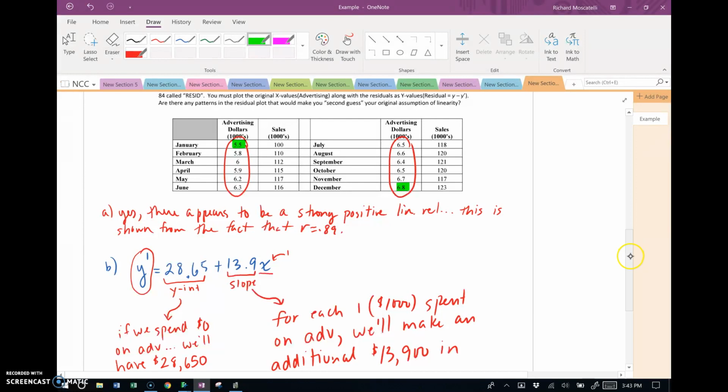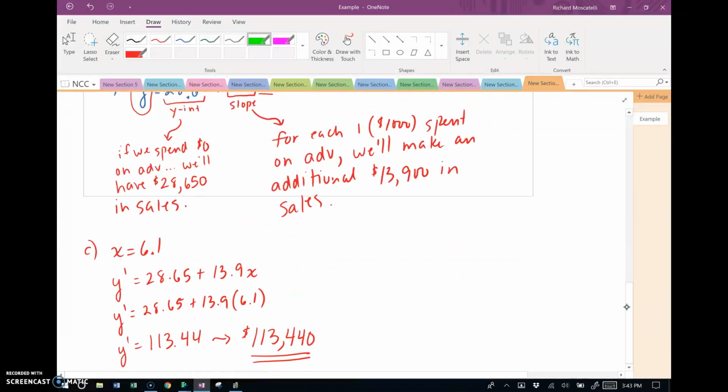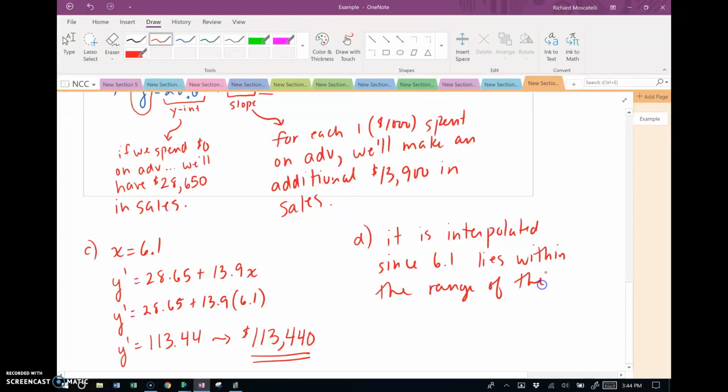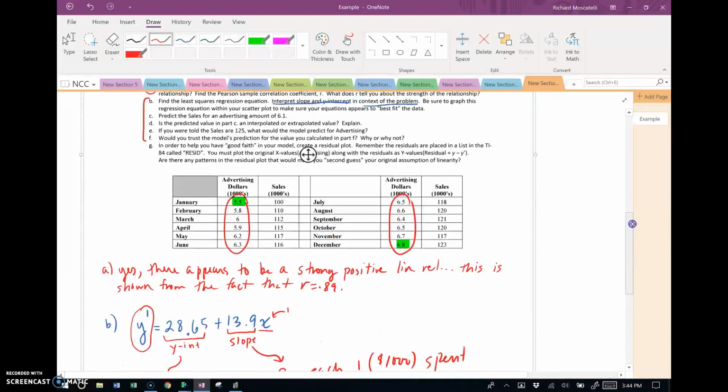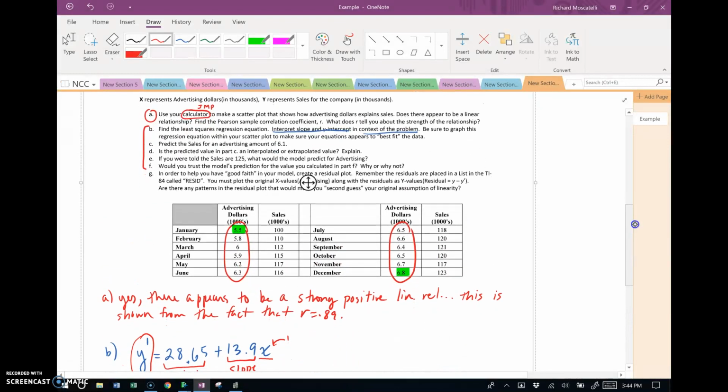So this value that we just calculated, we would trust that value based on this model because of the interpolation here. So for letter D, I would say it is interpolated since 6.1 lies within the range of the given x values. We trust the model's prediction in a scenario when it's interpolated. If we were trying to predict outside that range, like for example, if I want to try for $7,000 in advertising, we probably wouldn't trust that value because that would be an extrapolated value.